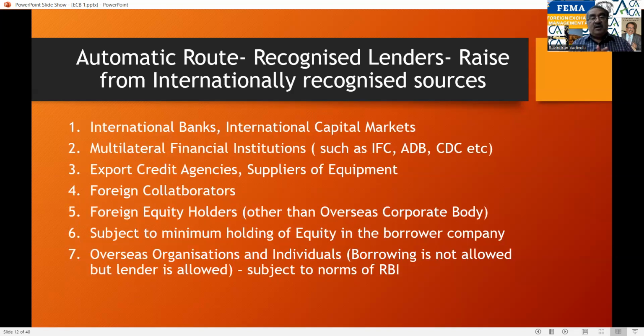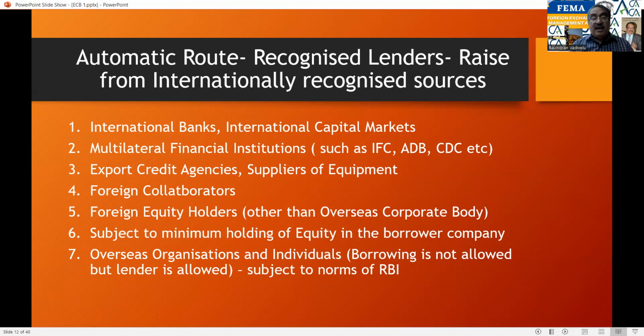That is the automatic route, and in the automatic route there is a recognized lender. So far we have seen the borrower; now, who are all eligible to lend from the international market, that is, from internationally recognized sources? They can give the money to a person in India by way of ECB. ECB means external commercial borrowing.